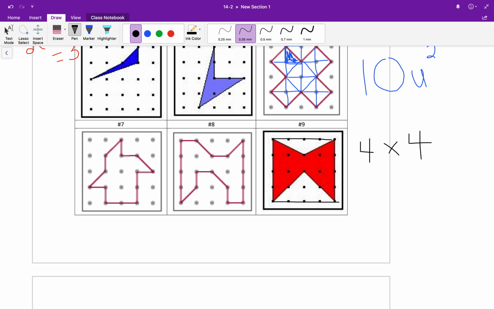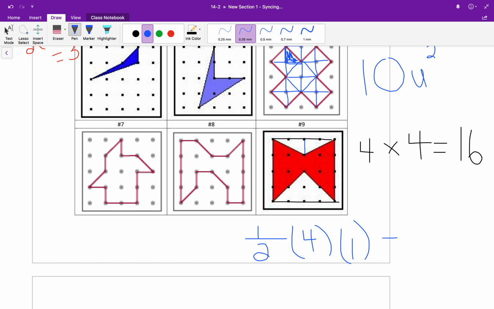So my big shape is 16. I'm going to take this number, I'm going to subtract my smaller shapes. I think this one's a little bit easier to see because I've just got these 2 white triangles here. This triangle has a base of 1, 2, 3, 4. So that top triangle is 1/2 times 4. And the height of this is just 1. There's my height right there. 1. So 1/2 times 4 times 1 is 2.